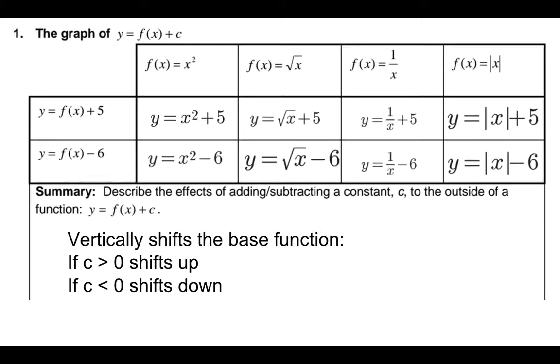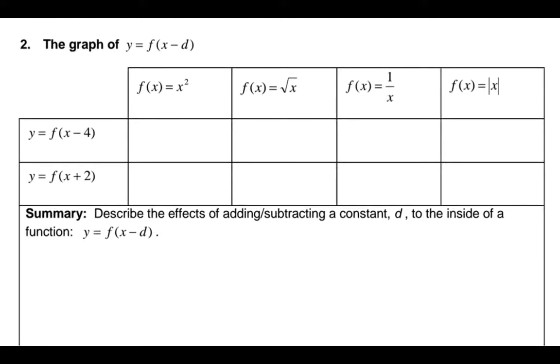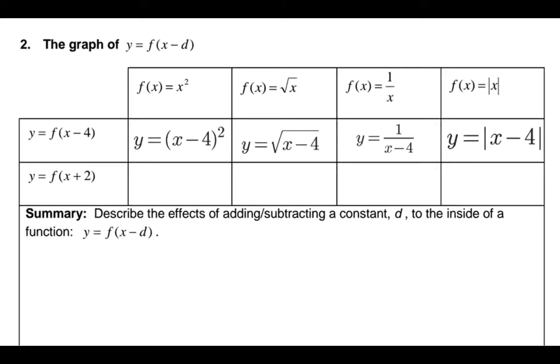And so this just vertically shifts the base function. If the c is greater than 0, it shifts it up. If it's less than 0, it shifts it down. For the next one, we're subbing this into the input. So we've got (x - 4) squared, square root of (x - 4), 1 over (x - 4), the absolute value of (x - 4), and then x + 2 for each of the four.